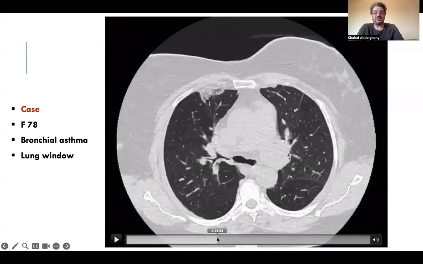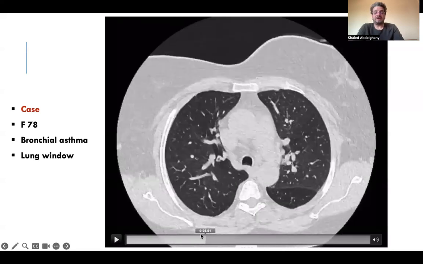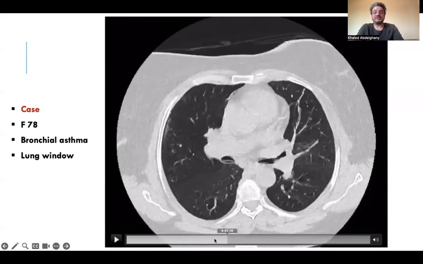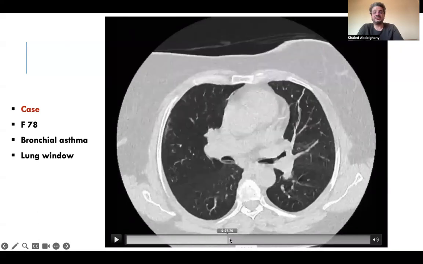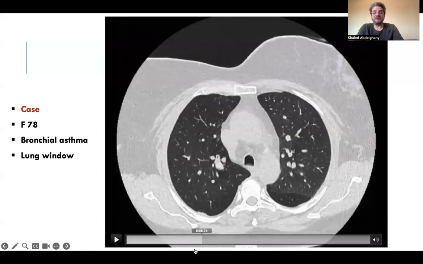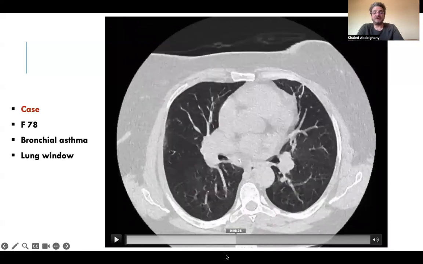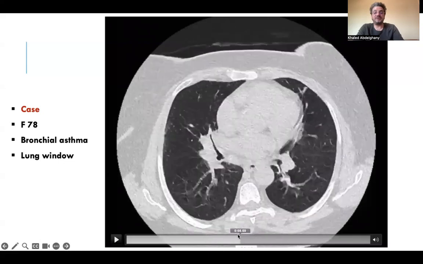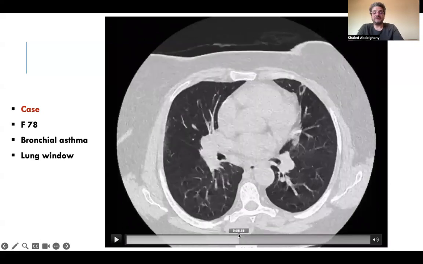Something else, it's not in the literature, but according to my experience, this appearance of prominent bronchocele as a dominating feature, the striking finding that we can see here, is also an indication for diagnosing allergic bronchopulmonary aspergillosis, because the other 3 entities, cystic fibrosis, immunodeficiency, and primary ciliary dyskinesia, have a tendency to present with bronchiectasis more.